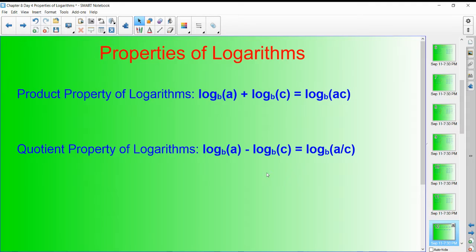And when we get to solving, we're going to see how these rules really help us to condense parts of equations and make it look, for lack of a better word, cleaner.